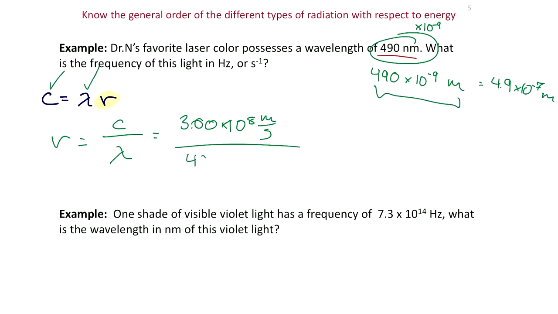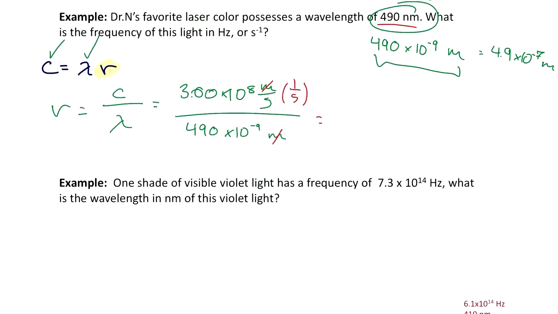So 490 times 10 to the negative 9 meters. You can do the dimensional analysis too, just trying to save you a step. And then we see meters cancels, and we're left with the unit of per second. And so that is a hertz. And so the answer down here is 6.1 times 10 to the 14 hertz.